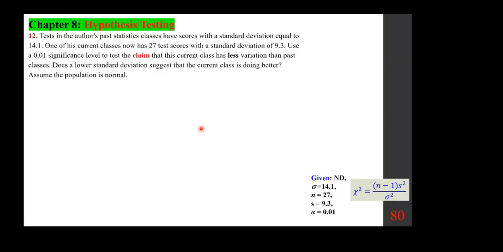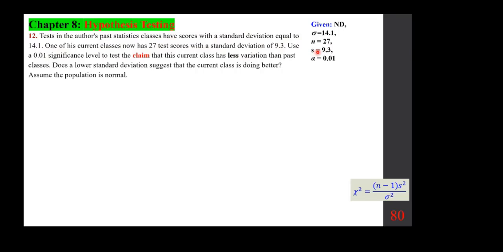So let's write the given. 14.1 is sigma, because it says test scores have a standard deviation equal to 14.1. It doesn't say how many. For the current one, n is equal to 27, and it has a standard deviation of 9.3. So this goes back to this, that is s.